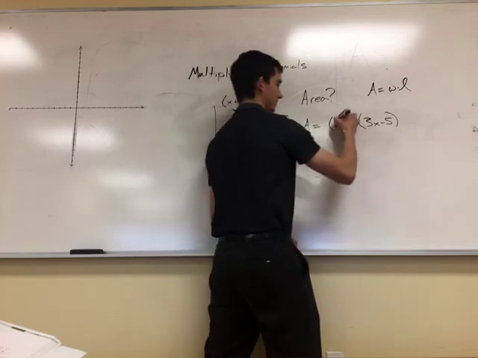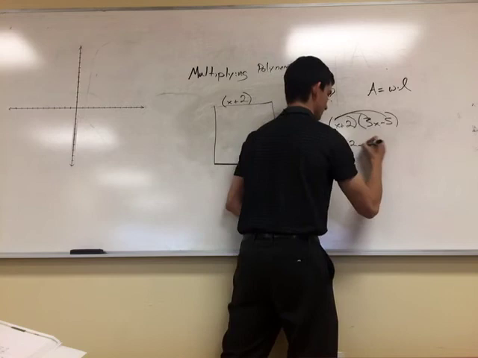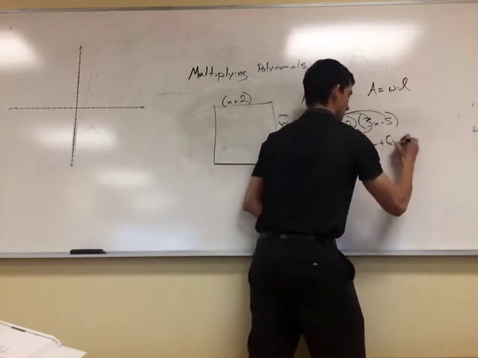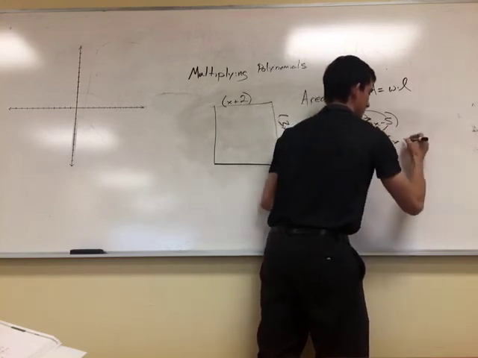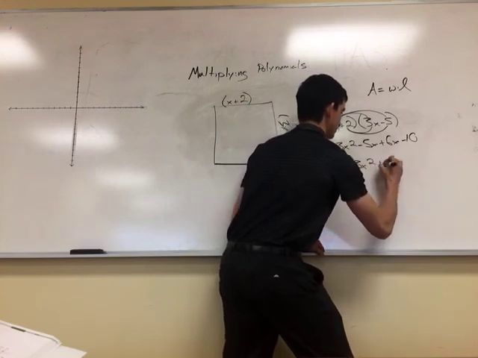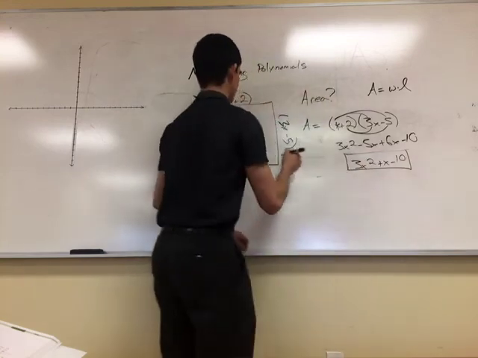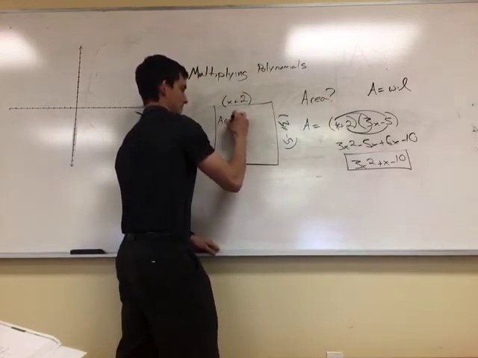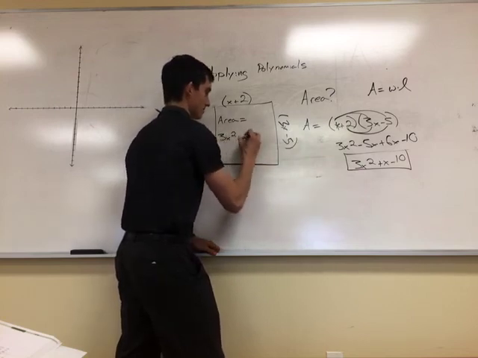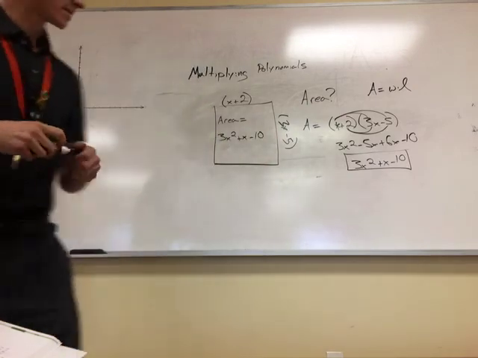All right, so multiply it out. 3x squared, x times negative 5. Okay. 2 times 3x. 2 times negative 5. Combine like terms. 3x squared plus x minus 10. So my area equals 3x squared plus x minus 10. So your applications will be something to this effect.